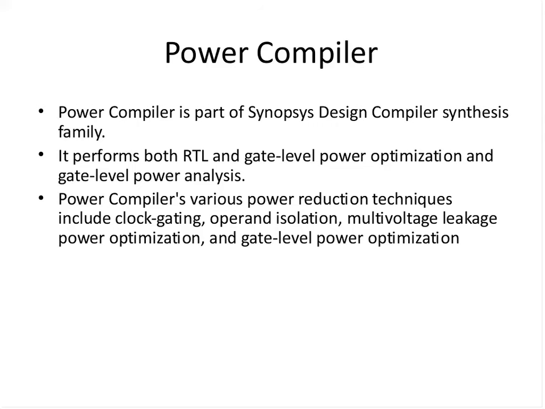Power Compiler has a lot of power reduction techniques, the most famous being clock gating. There is something called operand isolation. Multi-VT leakage power optimization is a very important thing that is prevalent in a lot of designs. And there are gate level power optimization techniques, some of which are used extensively for single voltage design, and we will see a few of them.